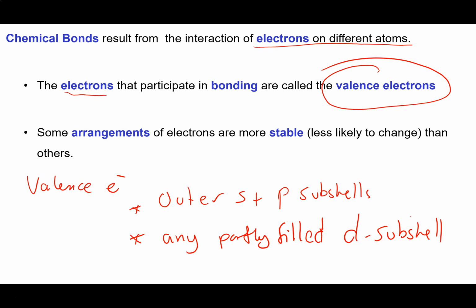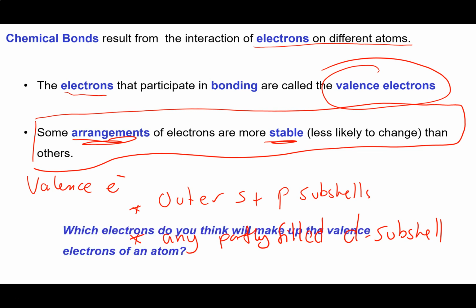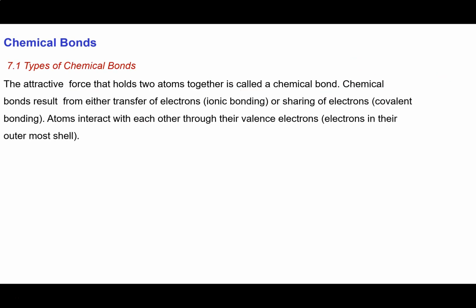The other thing to think about when we're talking about chemical bonds forming is to recognize that some arrangements of electrons are very stable. That is, they don't like to change in comparison to other arrangements of electrons. So which ones make up the valence electrons? We already talked about that. These are the ones in the outer S and P subshells. They're the ones on the outer surface of an atom.